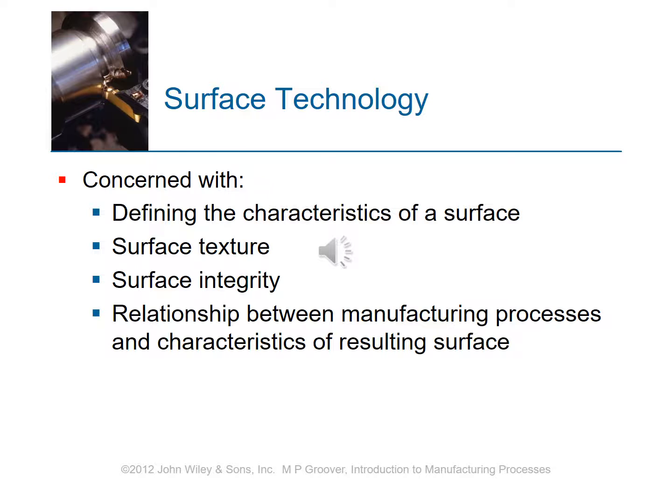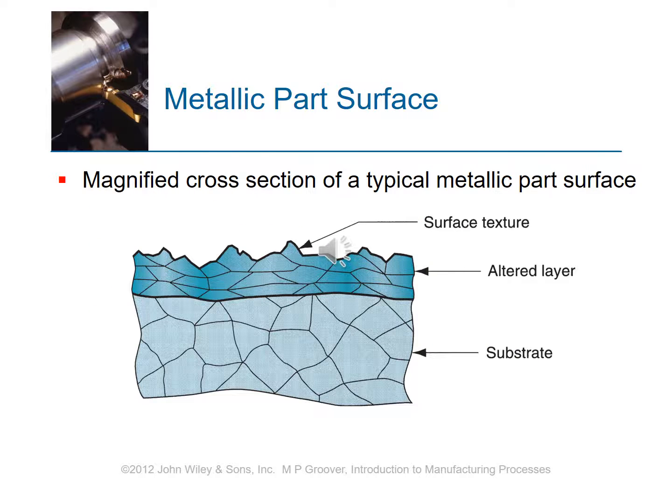Well, the technology, what we're concerned with is we want to define what we want on the surface, the characteristics of that surface. So we might specify technology, integrity, no cracks, or something like that. And there's a relationship between the process of manufacturing and the characteristics. How you make it depends on what the technology is, or what the engineer is telling you to make it.